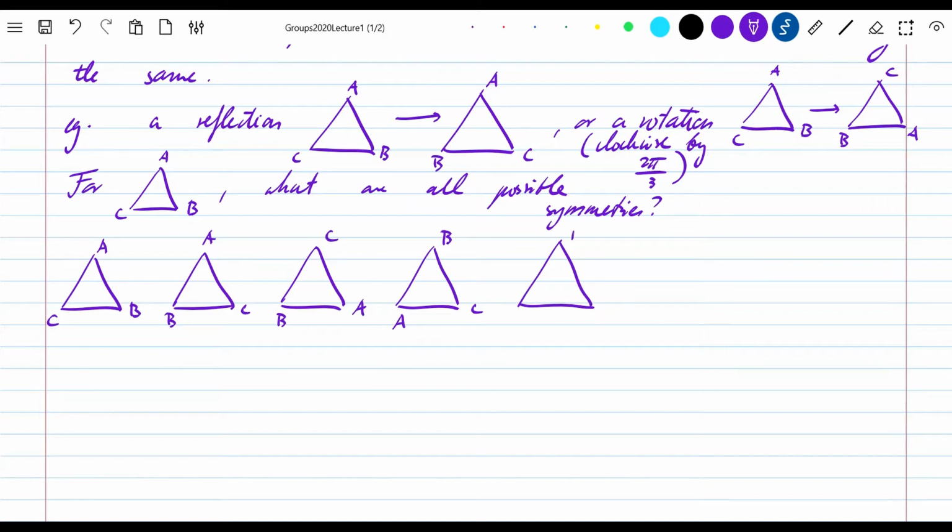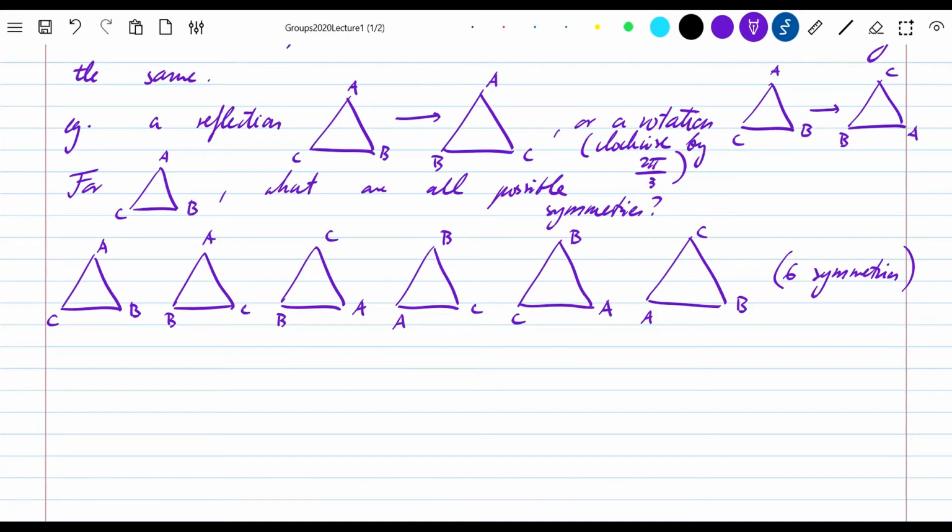Well, we also have the reflections in the other axes. So this is the reflection in this axis here. And finally, the reflection in this axis will give us this labeling here. Okay, so we can see that altogether there are in total 6 symmetries of the equilateral triangle. Okay, you can check that there really are no other ones.